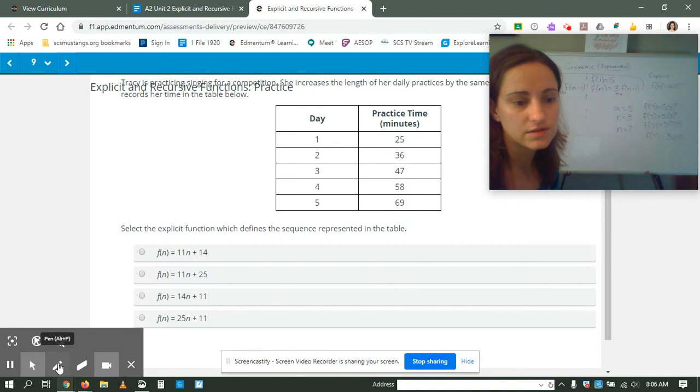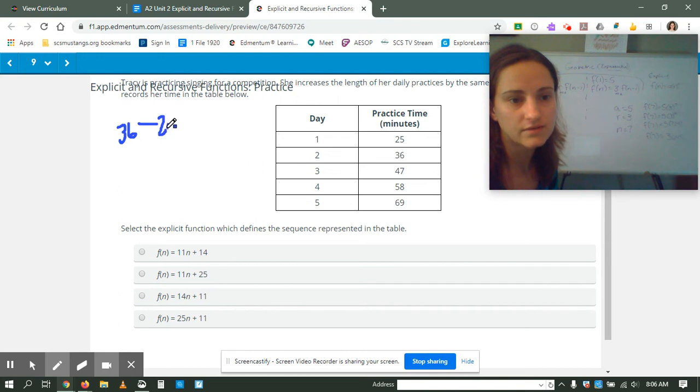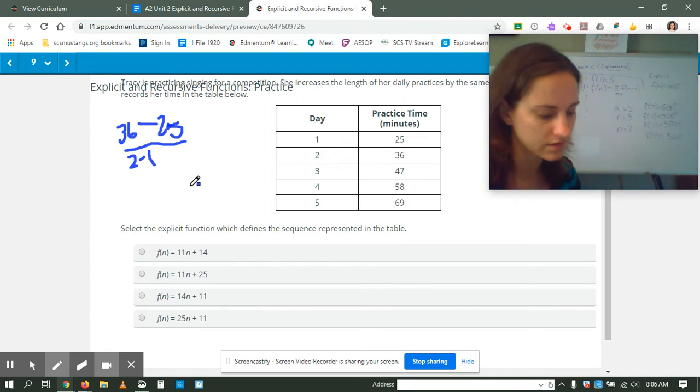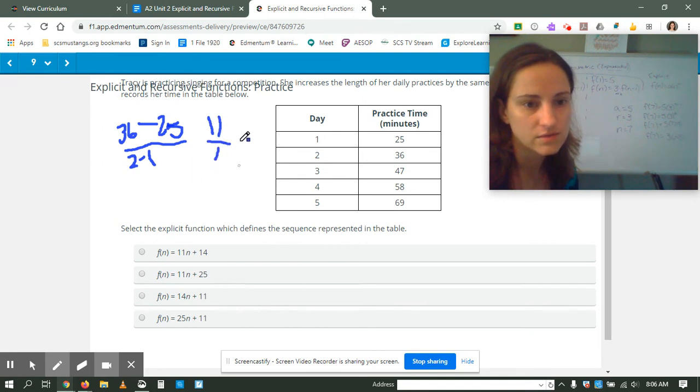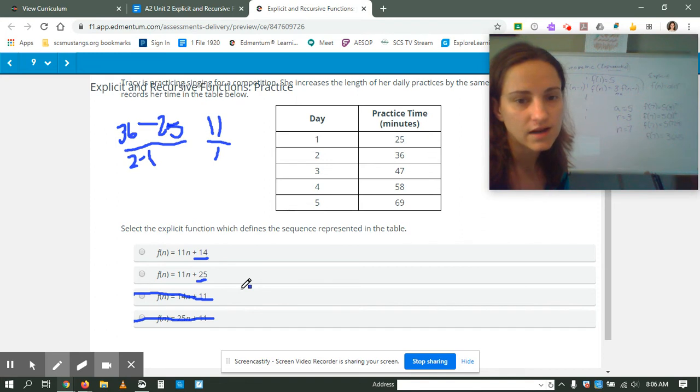So if we do our slope, we can do 36 minus 25 over 2 minus 1. So on the calculator, 36 minus 25 is going to give us 11, over 2 minus 1 is 1. So we've got positive 11 is our slope. So I can automatically eliminate this answer here and this answer there. So then the big decision we need to make is whether it's going to be plus 14 or plus 25. Remember that this is our b value. This is for where our x values are equal to 0.